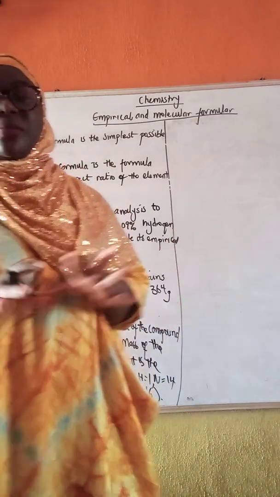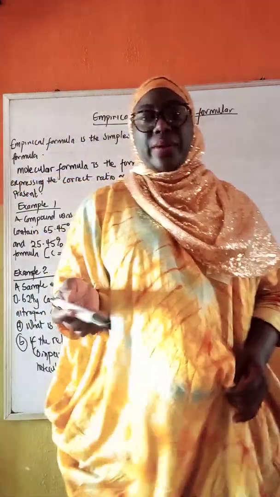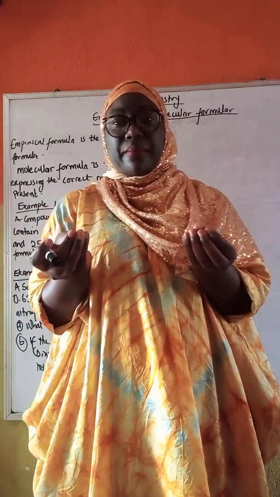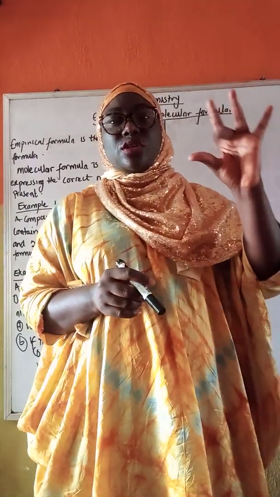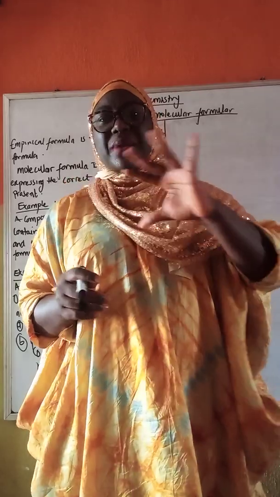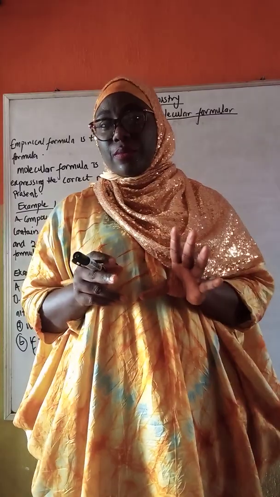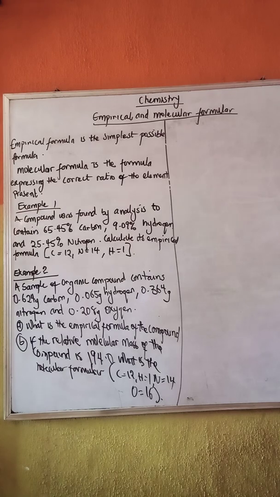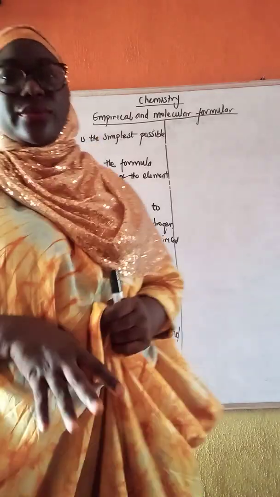Now, look at this empirical formula. Empirical formula is the simplest formula that can exist within a compound. The constituent of a compound, the simplest form in which you can express them is the empirical formula. If you have H2SO4, the ratio of H to S to O can be expressed in a simple formula H2SO4, and that is the empirical formula. But the molecular formula is an advanced formula. It is a formula that expresses the correct ratio of the elements present in that compound.